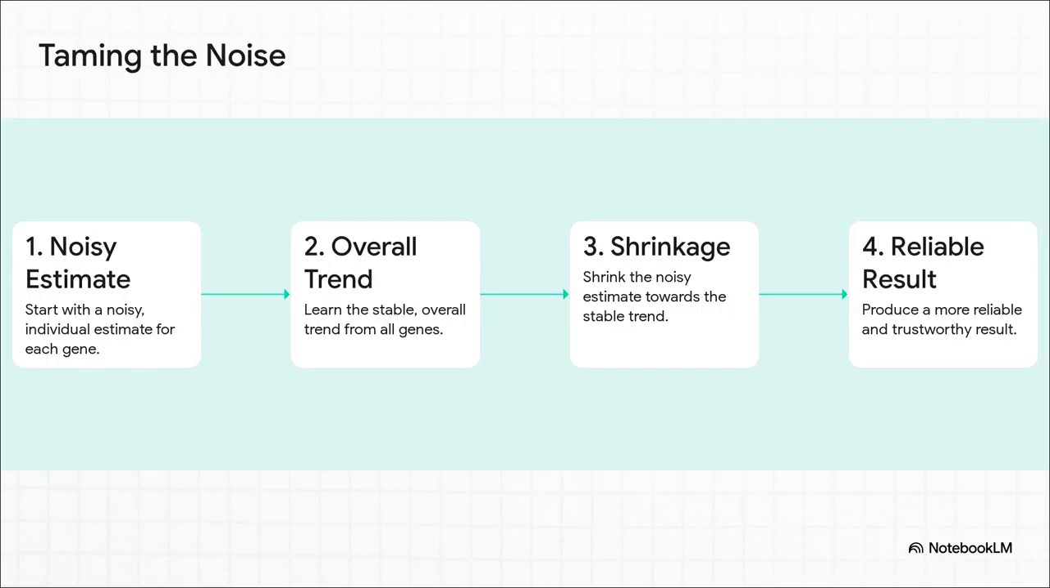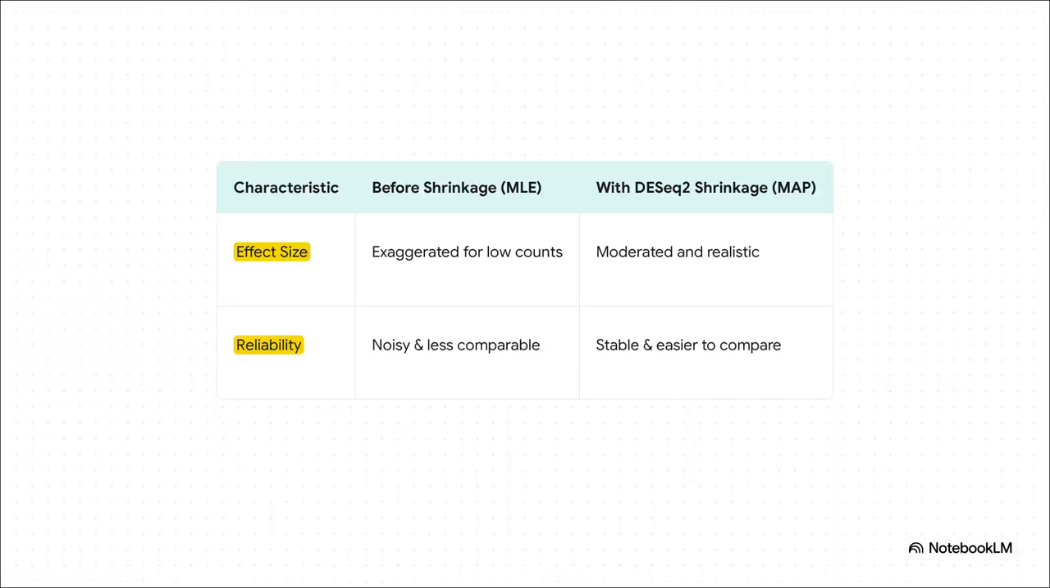Then it uses that big picture view to gently nudge or shrink those really wild, unreliable numbers back towards something more sensible. And this process does 2 really important things. First, it tames that random variability, what scientists call dispersion. And second, it adjusts the effect size, basically how much the gene looks like it changed. It just pulls those crazy outliers back down to earth, toward a more believable reality.